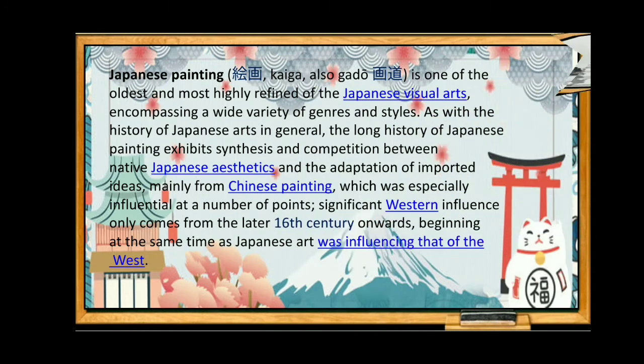Now, Japanese painting, Kaiga, also Gado, is one of the oldest and most highly refined of the Japanese visual arts, encompassing a wide variety of genres and styles, as with the history of Japanese art in general. The long history of Japanese painting exhibits synthesis and competition between native Japanese aesthetics and the adaptation of imported ideas, mainly from Chinese painting, which was especially influential at a number of points. Significant Western influence only comes from the later 16th century onwards, beginning at the same time as Japanese art was influencing that of the West.